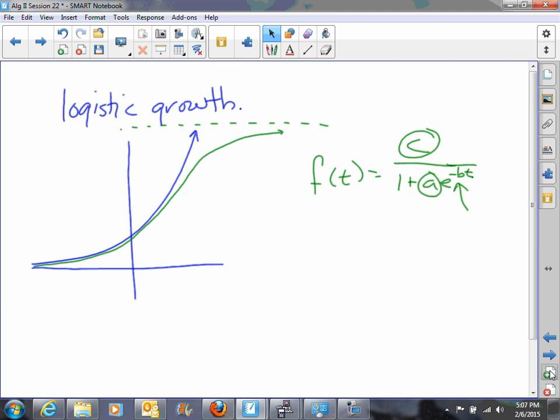So I'm going to stop at that particular point and close out this video, because that gives you a pretty good idea of how exponential and logistic functions are used in actual applications. And we're done.